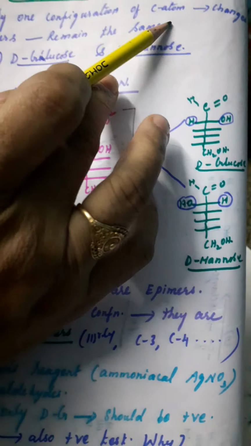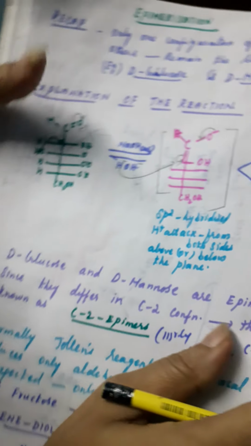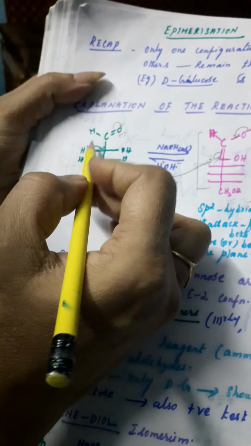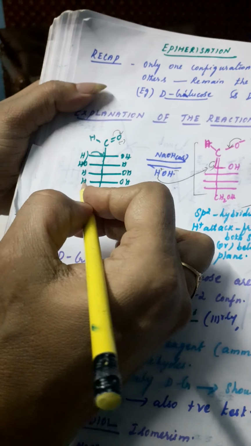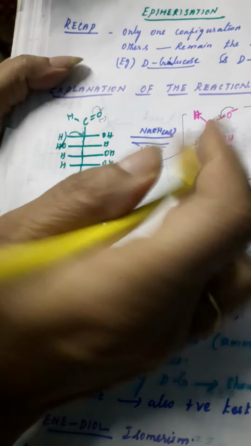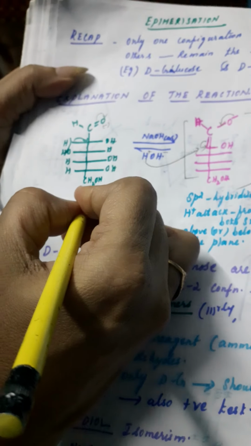So, if the configuration in one of the carbon atoms changes, then we call these epimers. Now, the explanation of the reaction. When you consider this particular glucose, you know how to go about it. So, OH, OH, H, OH, CH2OH, CHO. The same glucose, I have written it here.